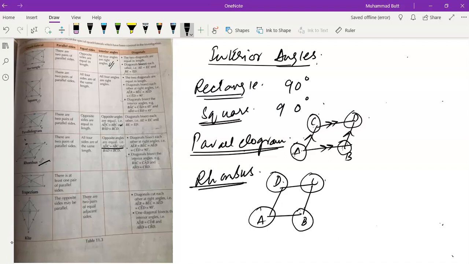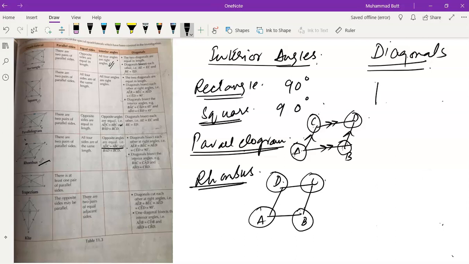The opposite angles of parallelogram and rhombus are equal, whereas all the angles of rectangle and square are of 90 degree. Now we'll come to the diagonals. First of all, you should know what the diagonals actually are. A diagonal is actually a straight line joining two opposite corners of any shape.